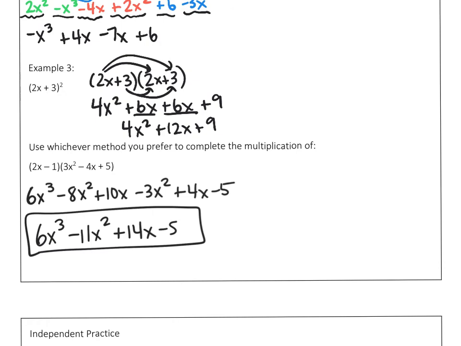All right, so the answer to that one, whichever method you used, should be 6x cubed minus 11x squared plus 14x minus 5. Okay, if you got that one right, then go ahead and move toward the independent practice. If you got it wrong, maybe put your hand up, call me over, and I can get you straightened around.